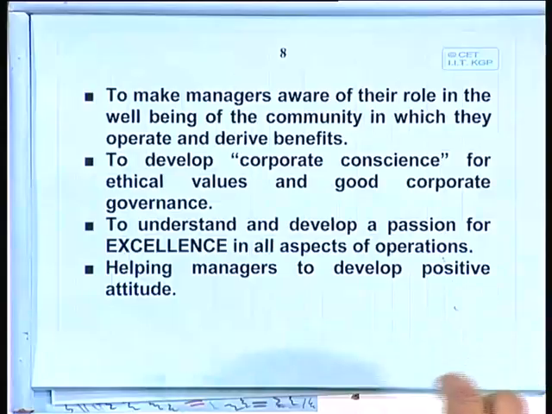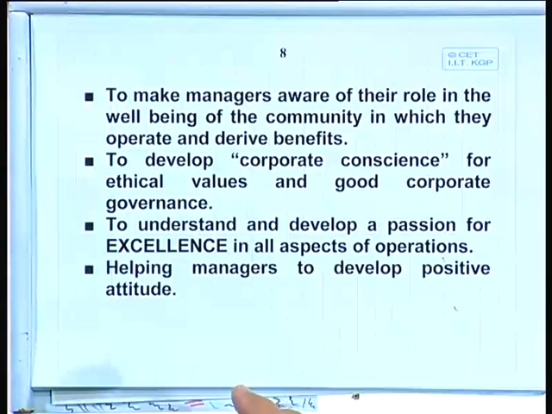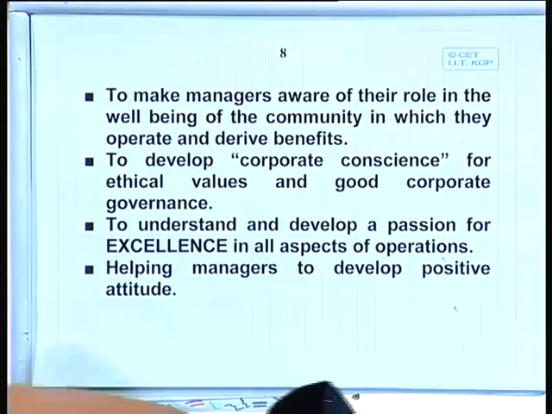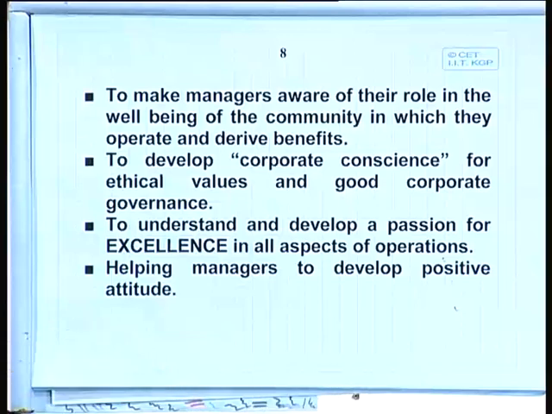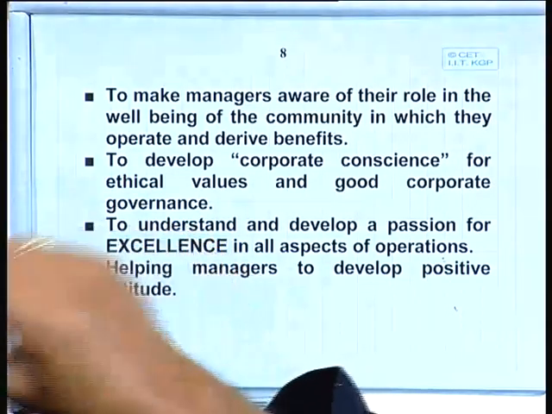So, training, when you do managerial training, you focus on these aspects, to make people understand that effectiveness of the company is what is the ultimate goal. Then to make managers aware of their role in the well-being of the community in which they operate and derive benefits. Often you forget that you are allowed to exist as a company and operate because the community allows you to do it, may not give you a permission certificate.